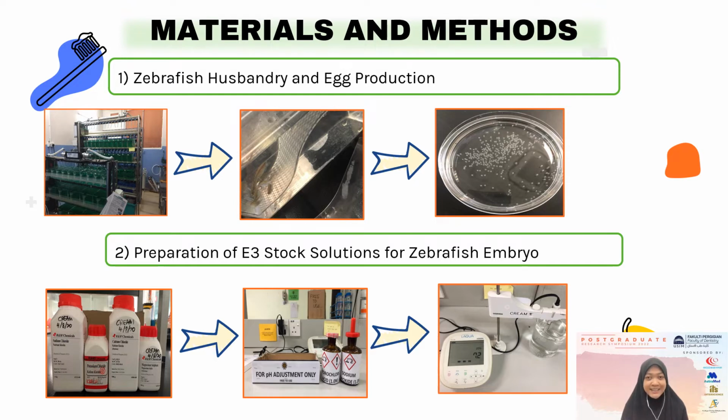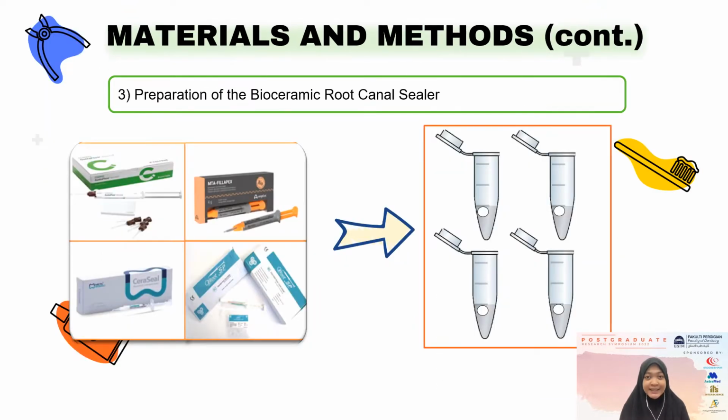The second method is the preparation of E3 stock solution. Sodium chloride, potassium chloride, and magnesium sulfate in specific amounts were dissolved in 1 liter of distilled water. Hydrochloric acid and sodium hydroxide were used to adjust the pH of the stock solution until it became 7.2, using the pH meter.